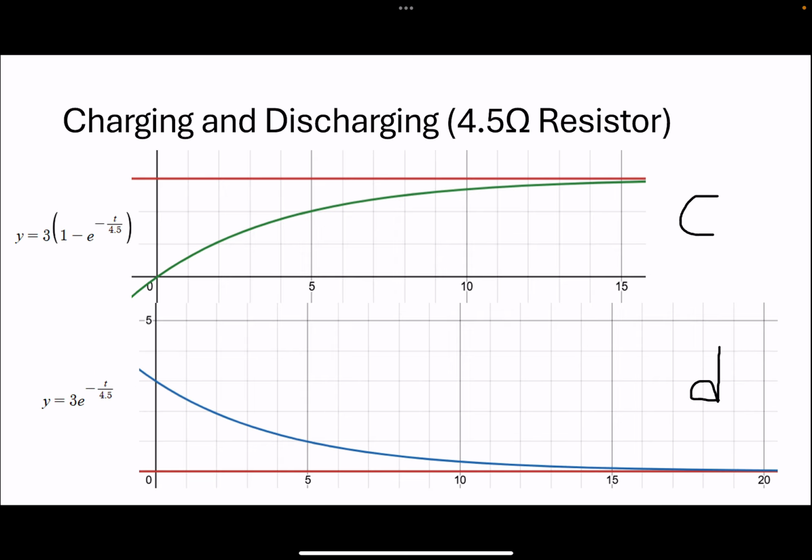Now, we have a 4.5 ohm resistor. There's more resistance in this RC circuit, and so we see that the charging and discharging takes a lot slower. It takes about 16 seconds to fully charge, and about 16 seconds to fully discharge, which is consistent with what we got in our lab.